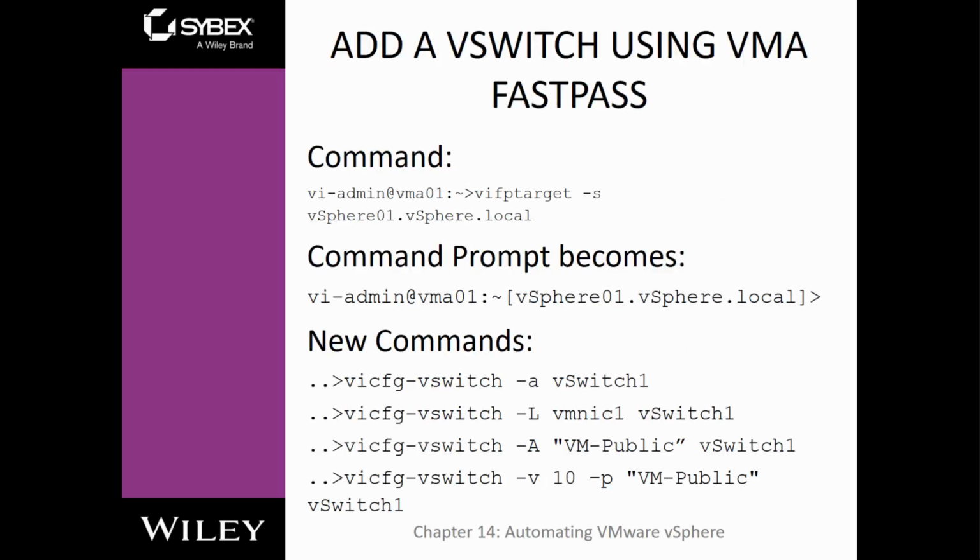The command at your VMA would be vifptarget, with the server name, which should be your vSphere host or your vCenter, and then you can do additional commands based off of your individual requirements. Here we have the example where we're adding a virtual switch, adding a vNIC to that switch, naming that switch, and then assigning ports to that switch.